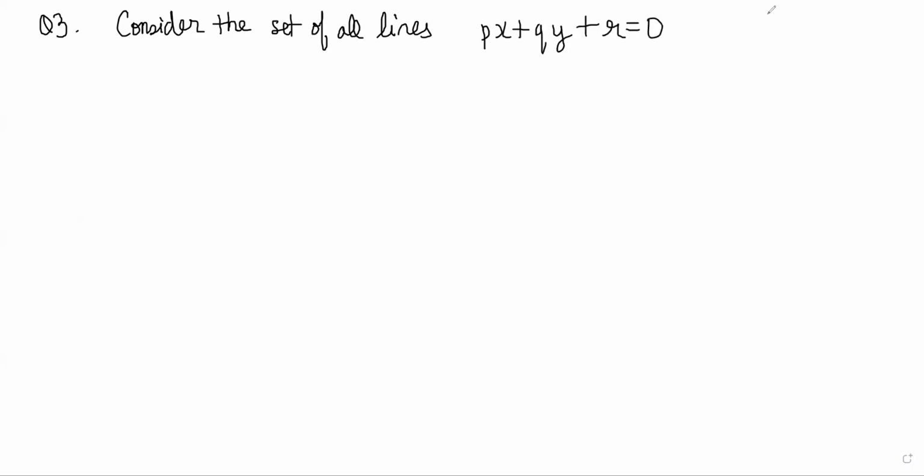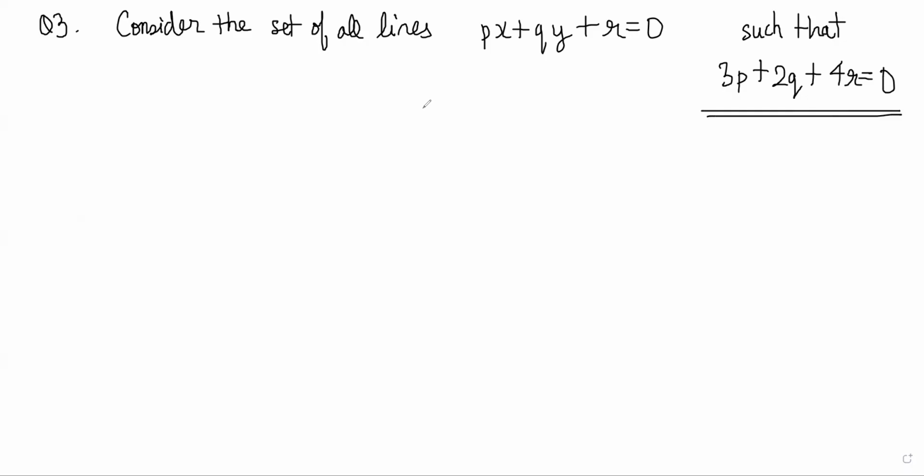This question says, consider the set of all lines px plus qy plus r equals 0 such that 3p plus 2q plus 4r is equal to 0, right? Okay, which of the following statements is true? Which statement is correct?